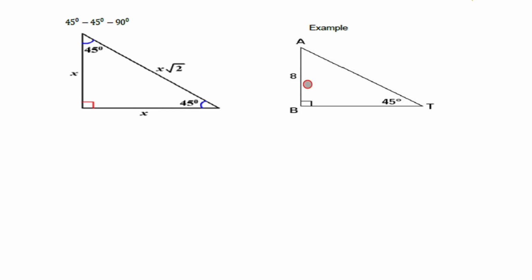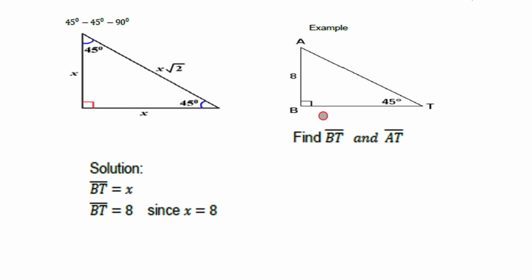For example, we have here the 45 degrees. This will be our x, so 8. What is asked here is segment BT and segment AT, this side and this side. In this case, the solution is BT is equal to x, because based on this, x and x, these are 45. Therefore, angle A is also 45. So, your BT is also 8.